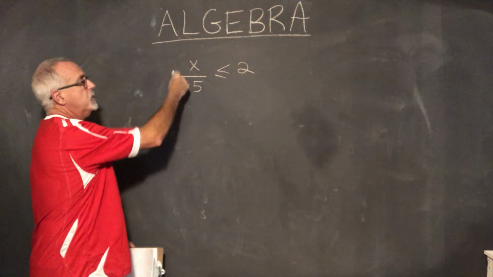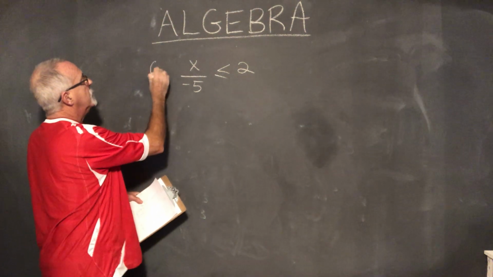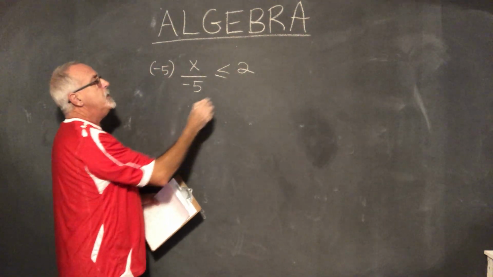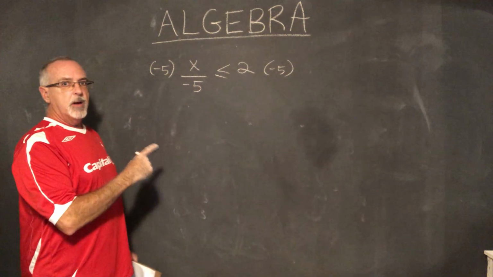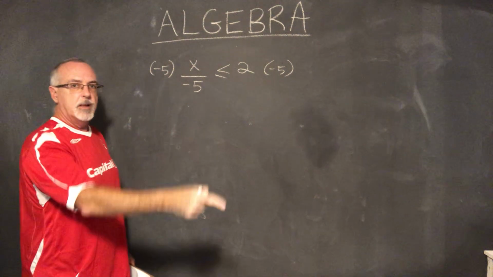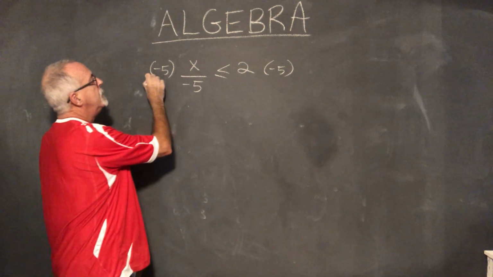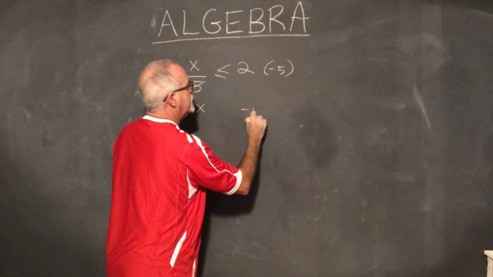Okay, all we're doing to this x is dividing it by negative 5, so we have to do the opposite. We have to multiply by negative 5. But we have to multiply both sides by negative 5. We're multiplying both sides of the inequality by a negative number. That's one of the times that we have to apply this rule. These cancel. X is isolated. 2 times negative 5 is negative 10.